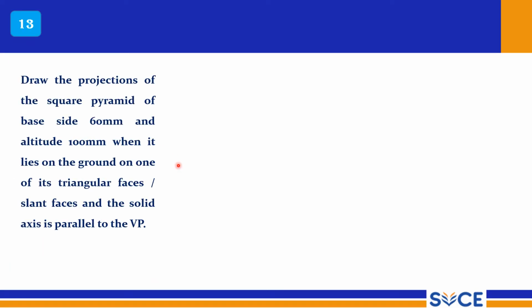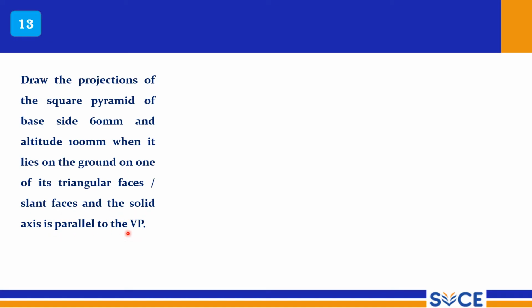So, 13th problem: draw the projections of the square pyramid of base side 60 mm and altitude, altitude is nothing but height, 100 mm, when it lies on the ground on one of its triangular faces. So it is lying on the ground on one of its triangular faces. Triangular face is nothing but lateral face, it is a slant face. So when it is lying on a slant face, it means that it is a sleeping solid, on slant faces, and the solid axis is parallel to VP.